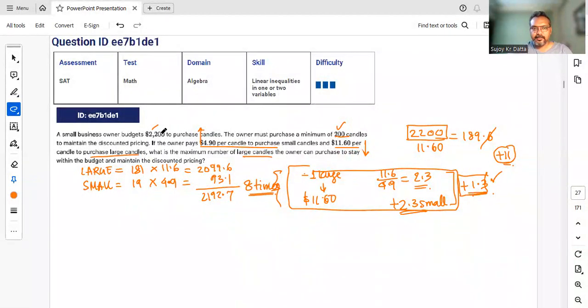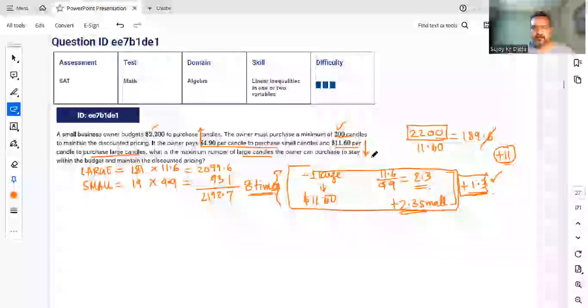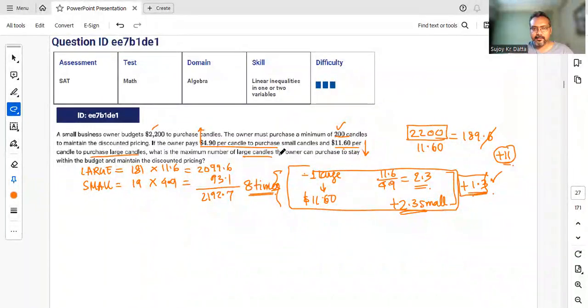And with $8, you can't buy a big one. But what you can do is reduce a small one. So reduce a small one. So why don't you just make this 18 and check that you now have minus 4.9 from 2192.